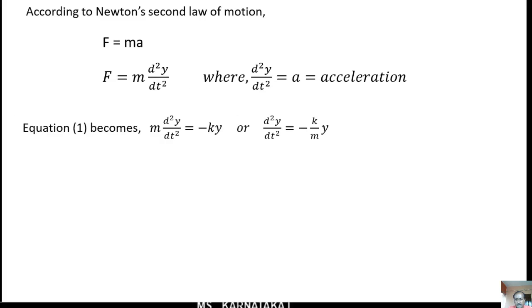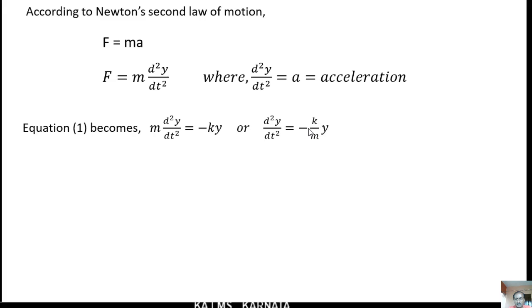Here equation 1 becomes m into d square y by dt square equals minus ky. The restoring force F equals minus ky is equation 1, from the previous slide. Therefore, you can substitute the value of F in equation 1, that is m into d square y by dt square equals minus ky. Or you can rearrange this equation: when m is cross multiplied to the right-hand side, you get d square y by dt square equals minus k upon m into y.